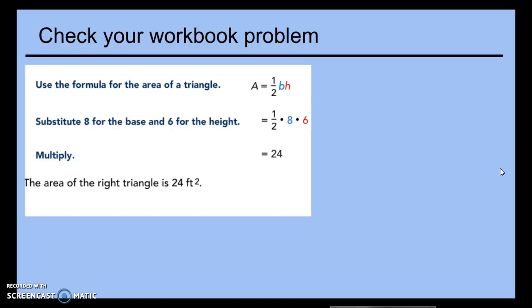Okay, so again, write your formula first. Area equals 1/2 base times height. Then plug in your numbers for your variables. Our base was 8, height was 6. 8 times 6 is 48. Half of 48 will give you 24. And since it was talking about 8 and 6 feet, you multiply 8 feet times 6 feet and get feet squared.